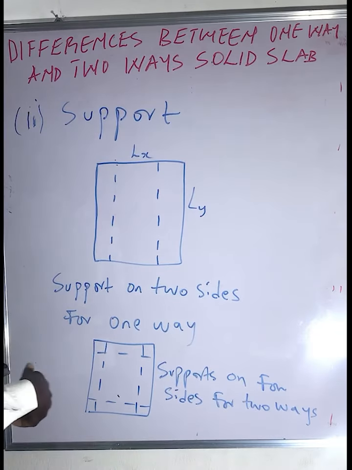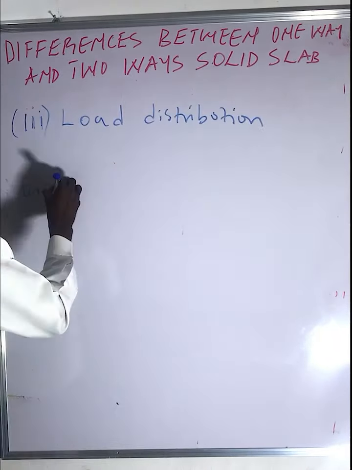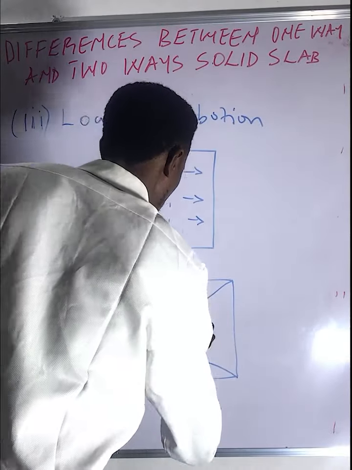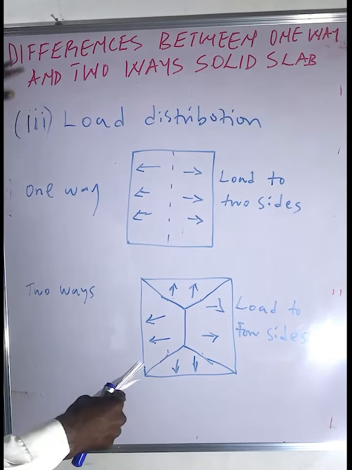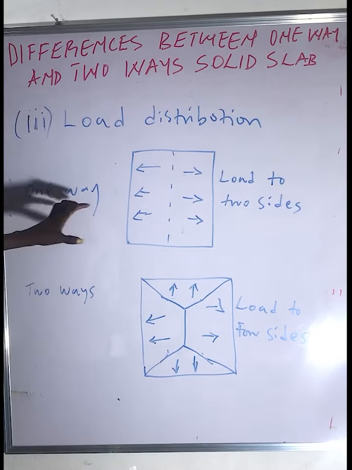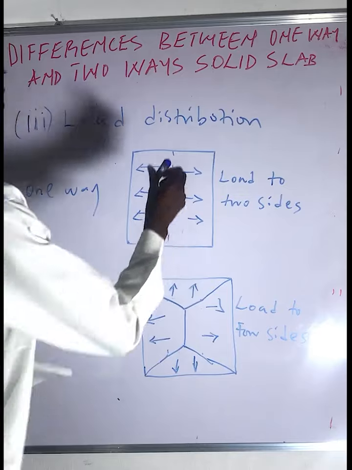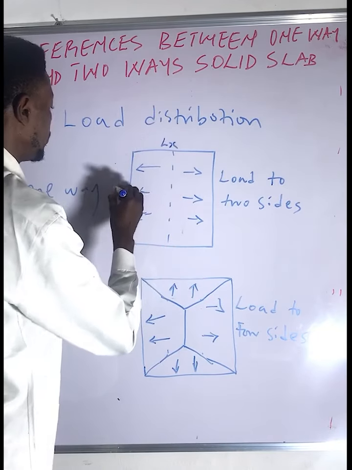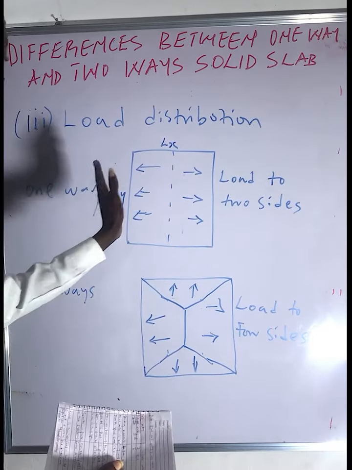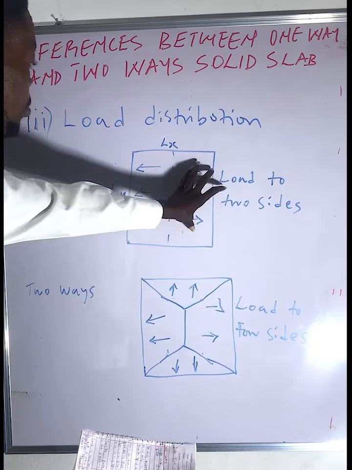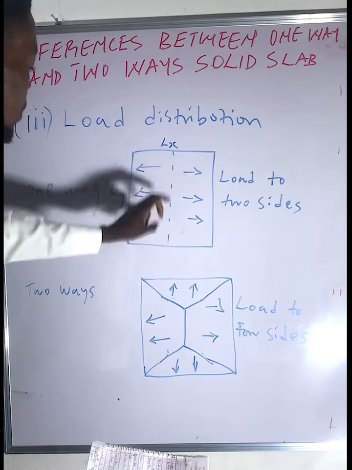Then number 3, your load distribution. For a one-way slab, your load is only distributed to 2 sides. That's the Ls, Ly. Your load is only distributed to 2 sides, left and right. Look at your load distribution. This is where the loads, this support is what is carrying the load. These ones, they are not carrying any load.